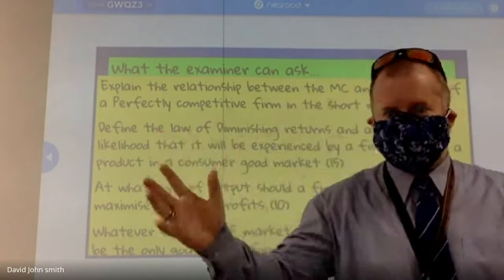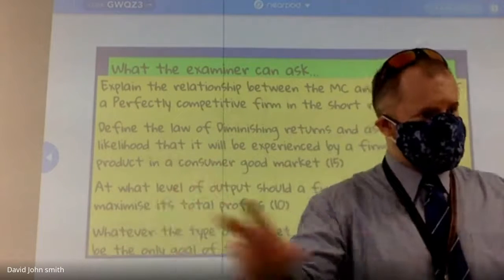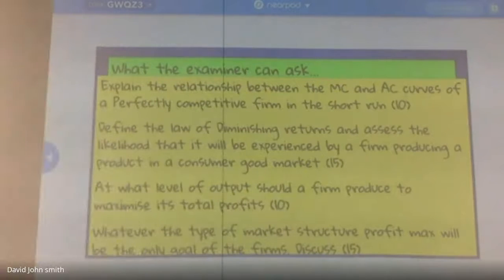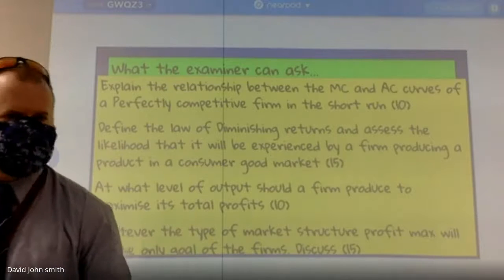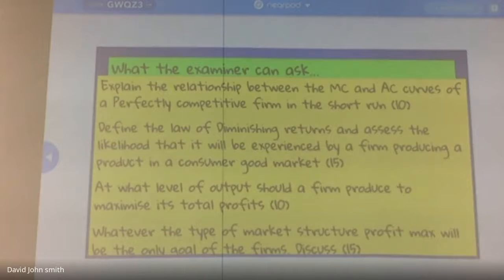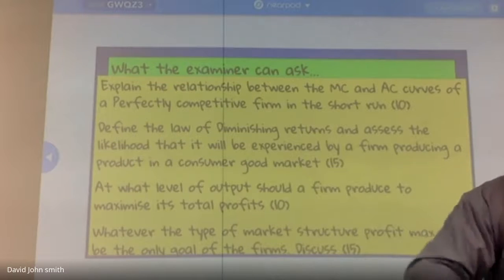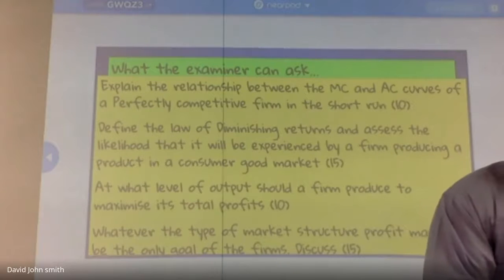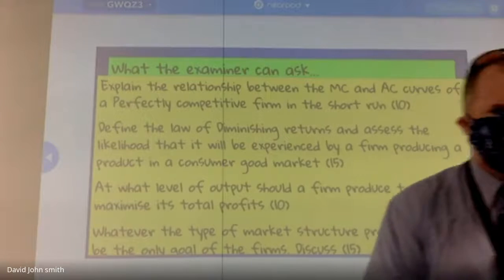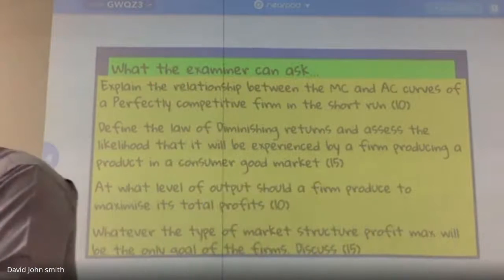Bang, done. Just as if I was to quiz you on what does ceteris paribus mean, you'd all instantly be able to tell me. What does nudge theory do? You'd all be able to tell me. So it's that sort of reaction. So you're defining the law of diminishing returns. Then it's assess the likelihood. So you're going to be giving point and counterpoint. It will in this case, maybe it won't in that. The firm is producing a product in a consumer good market, so you're not talking about capital goods. You're talking specifically about consumer goods, and there's a reason why that is.